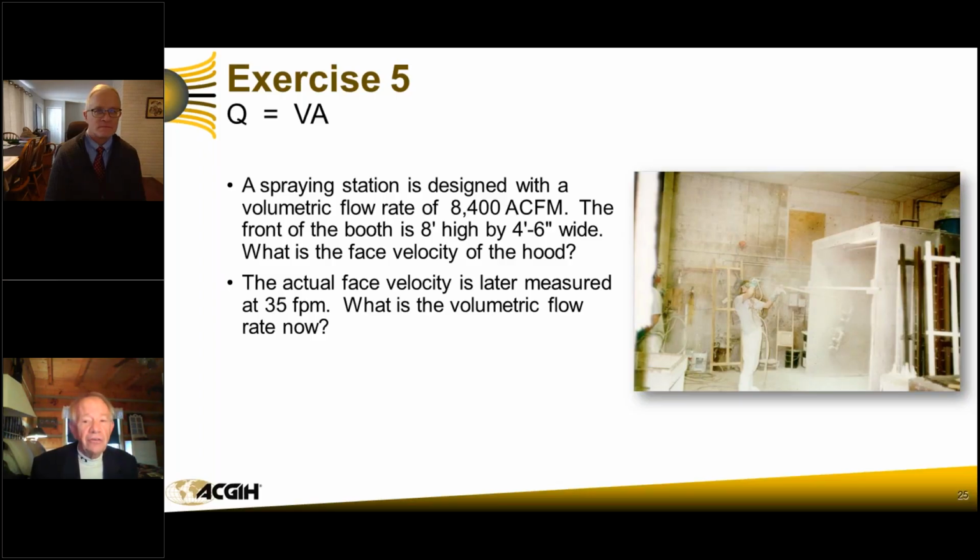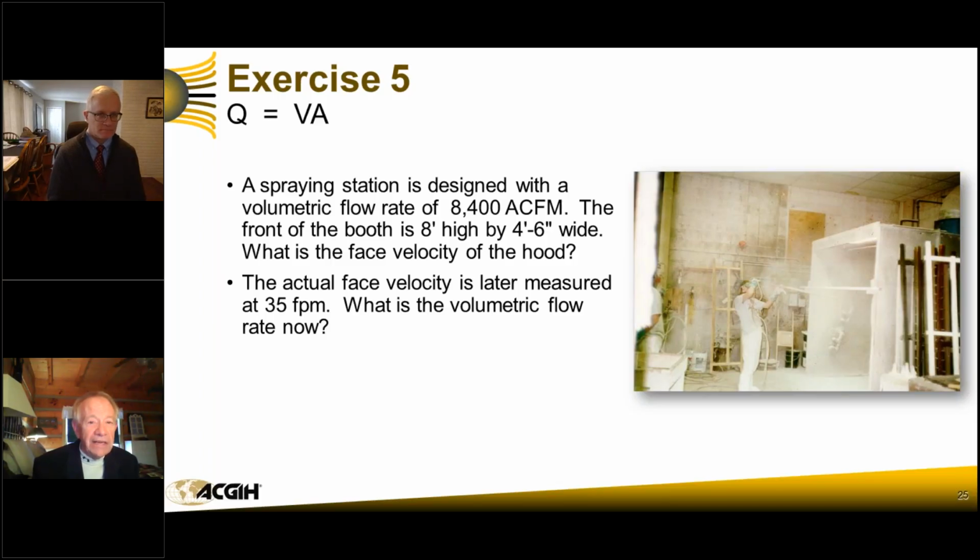So let's talk about it. This is a spraying station, also known as a paint spray booth. A spraying station is designed with a volumetric flow rate of 8,400 ACFM. Notice that's ACFM. The front of the booth is 8 foot high by 4 foot 6 inches wide. What is the face velocity of that hood? And how would you determine that? Well, we'll talk about that in a little bit.